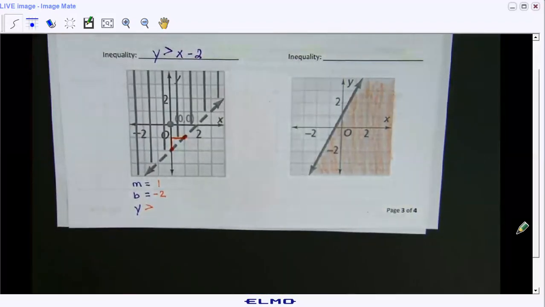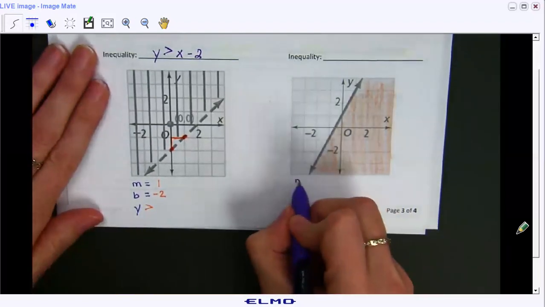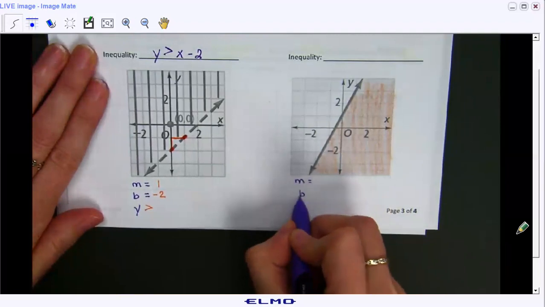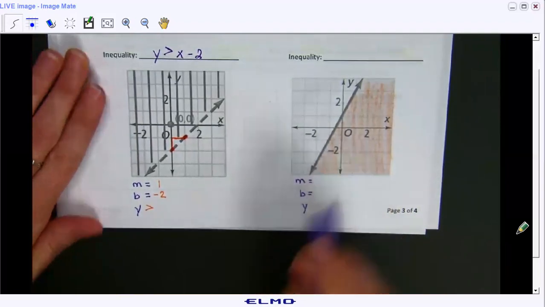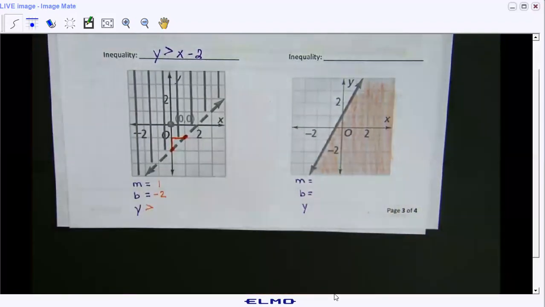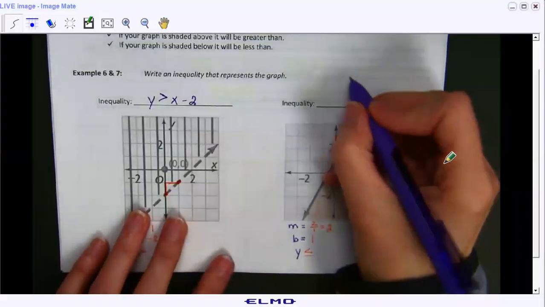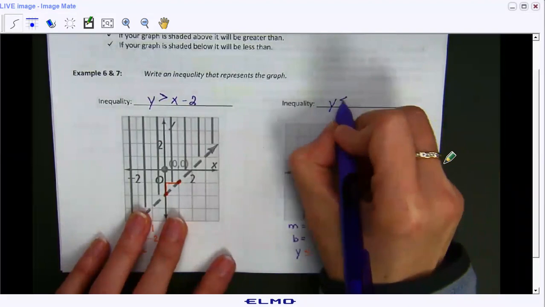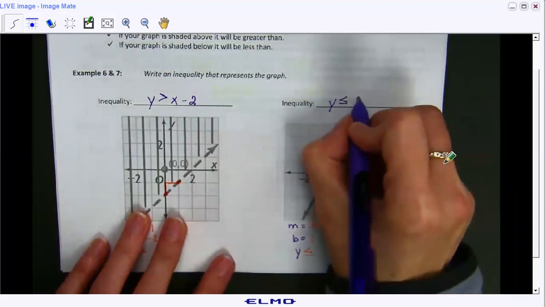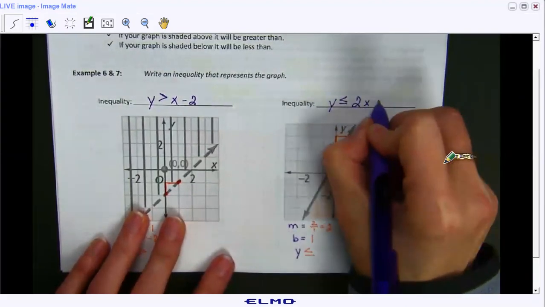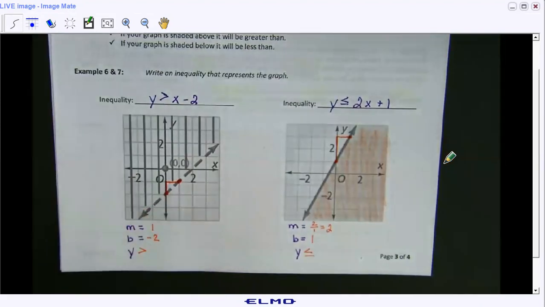Okay, so Jaden said this was easy, so I want you guys to go ahead and figure this one out. Try to do this one out on your own. Okay, so this is the information and we could write it as y is less than or equal to 2x plus 1. All right, you'll have a couple of these on your homework.